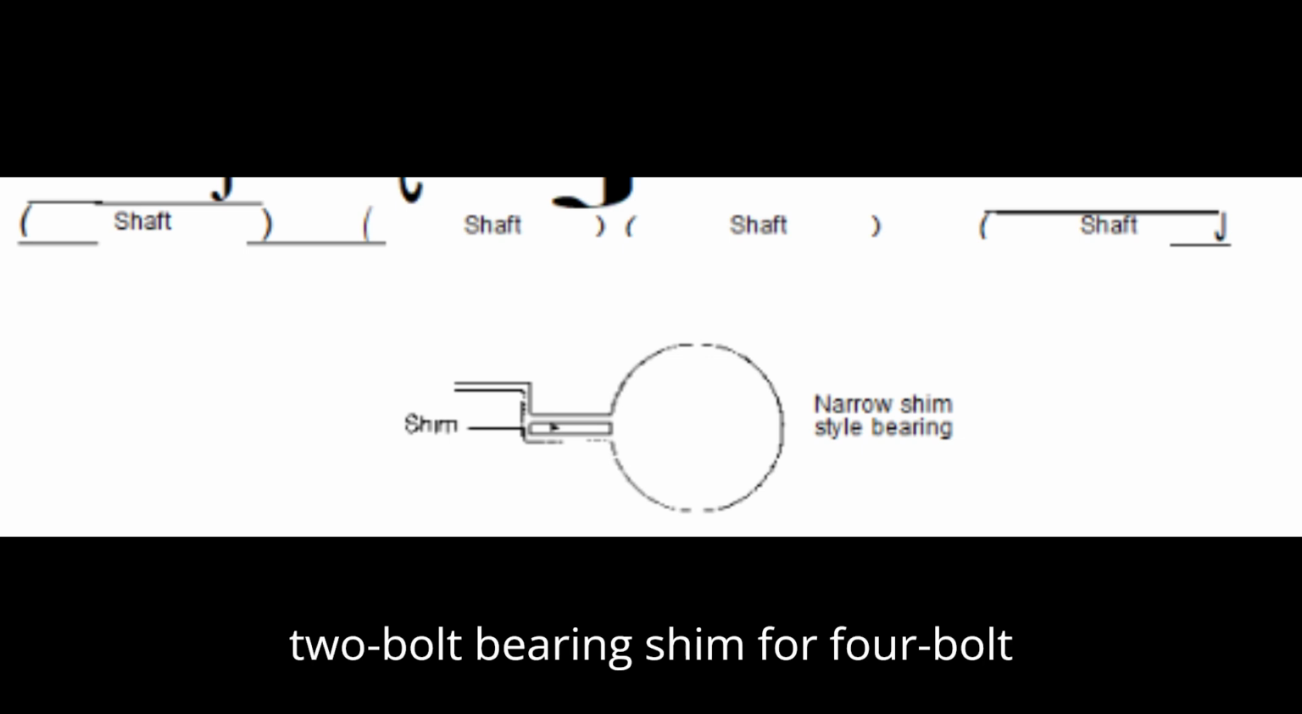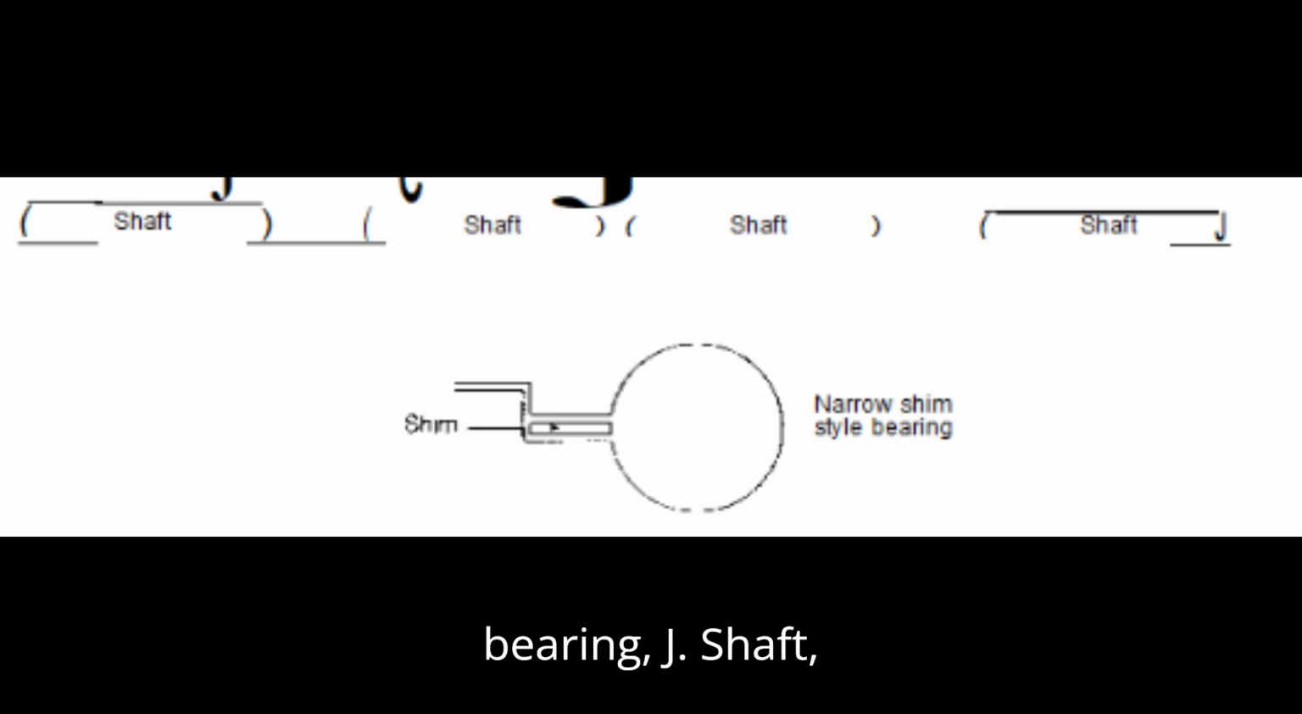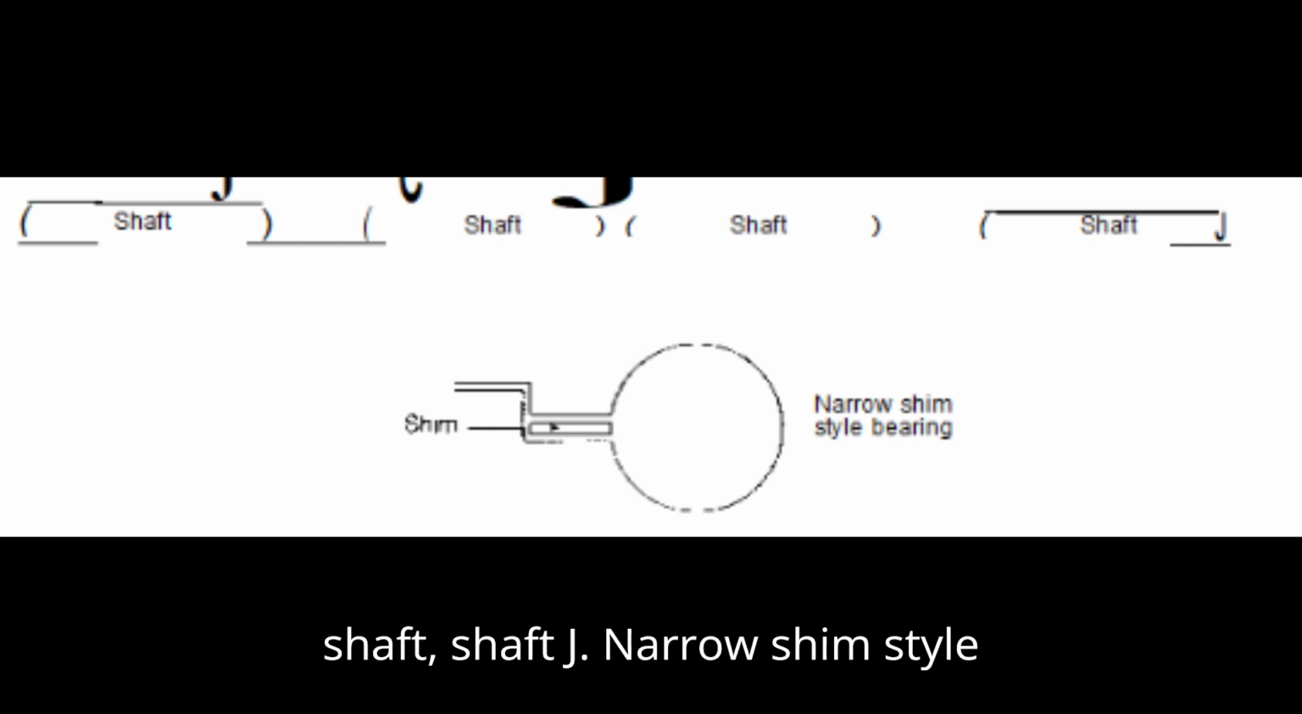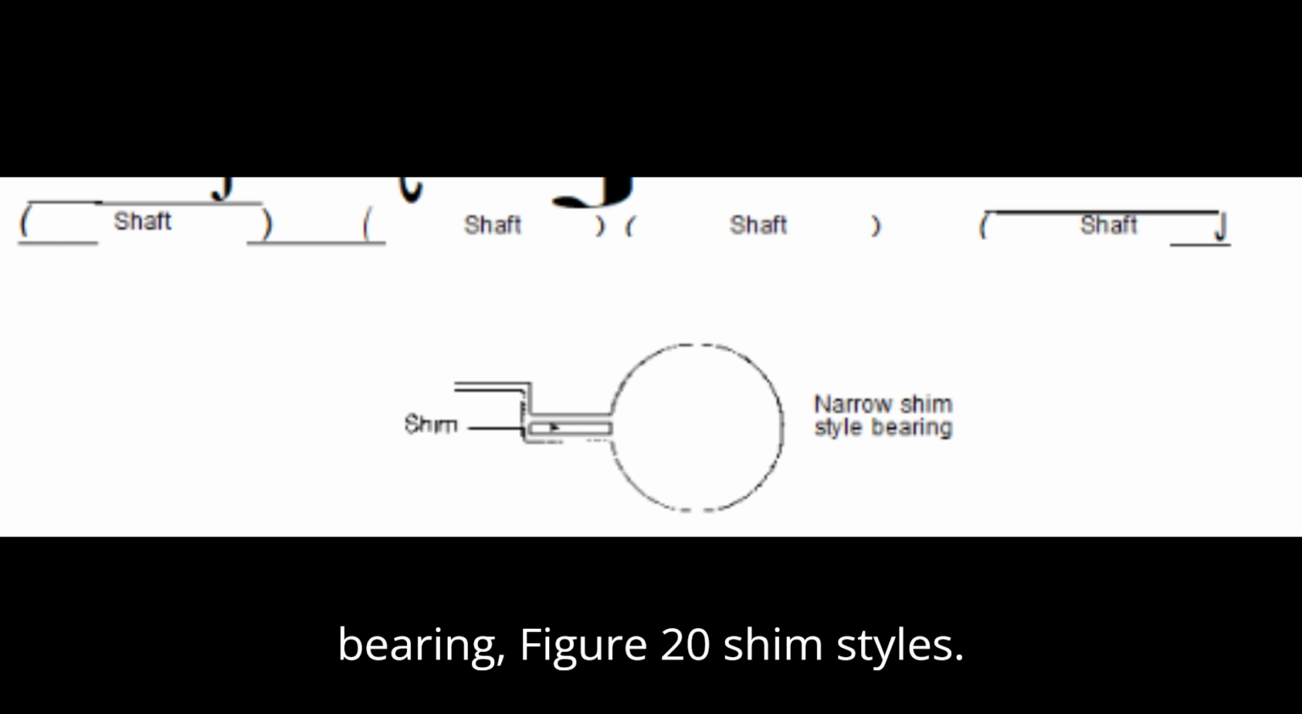Shim for 2-bolt bearing, shim for 4-bolt bearing. Narrow shim style bearing. Figure 20: Shim styles.